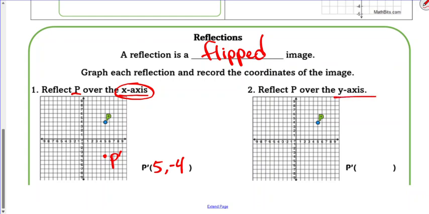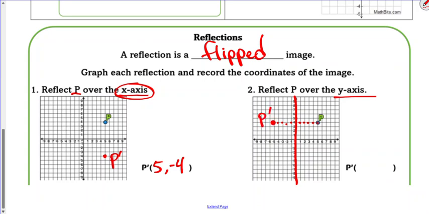On number 2, I'm going to reflect this over the y-axis. So that means it's going to jump over that line. So I want to count how far it is away from that line right now. It's 1, 2, 3, 4, 5 away. It's still going to be 5 away, just on the opposite side. 1, 2, 3, 4, 5 away on the other side. That's going to be at negative 5, positive 4.